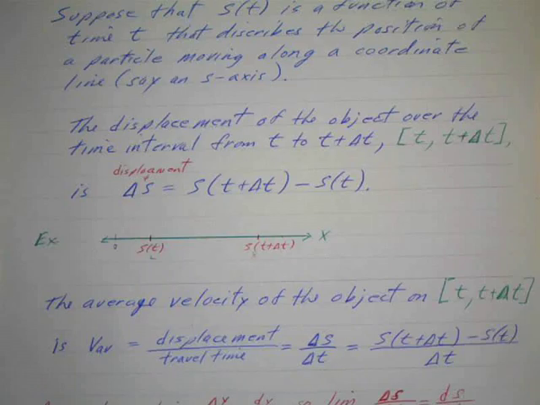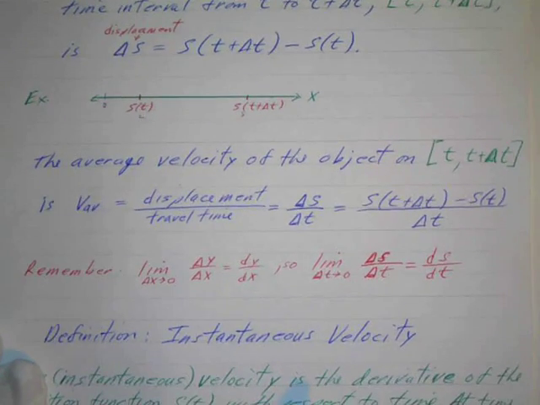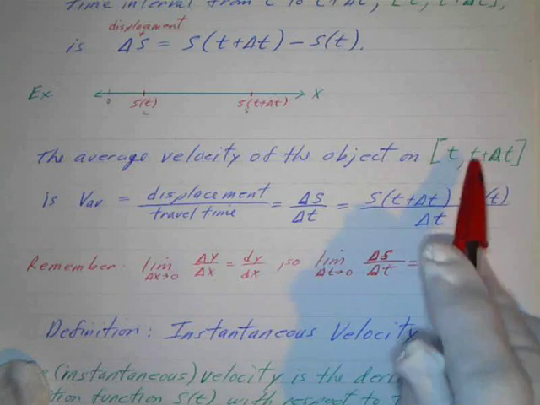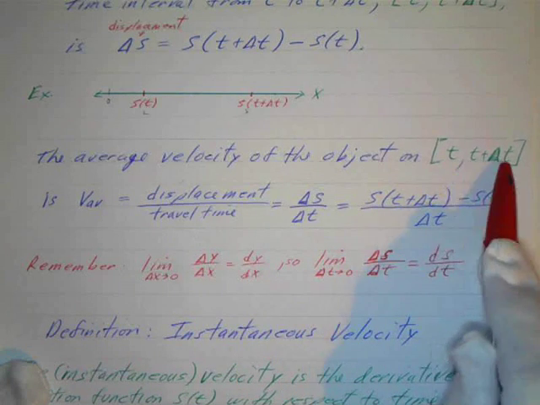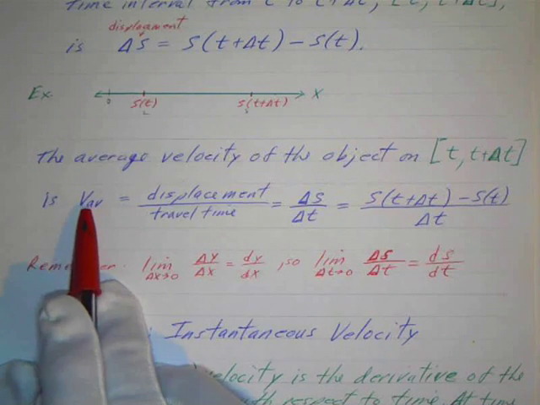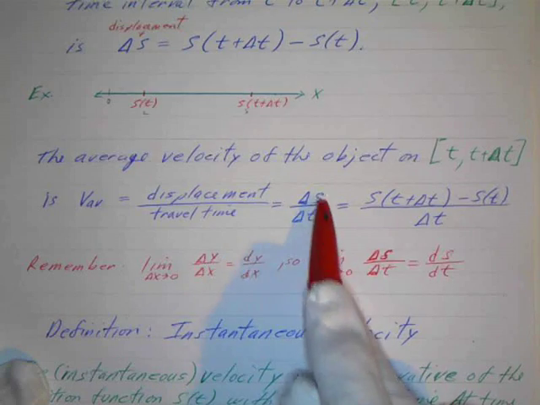Okay? Then we have the average velocity. That's the average rate of change of an object. And we know the average rate of change is just the slope of the secant line. So the average velocity of an object on t to t plus delta t, we have 2 points here, and we call that average velocity. That's the displacement over the travel time, or the change in s over the change in t.